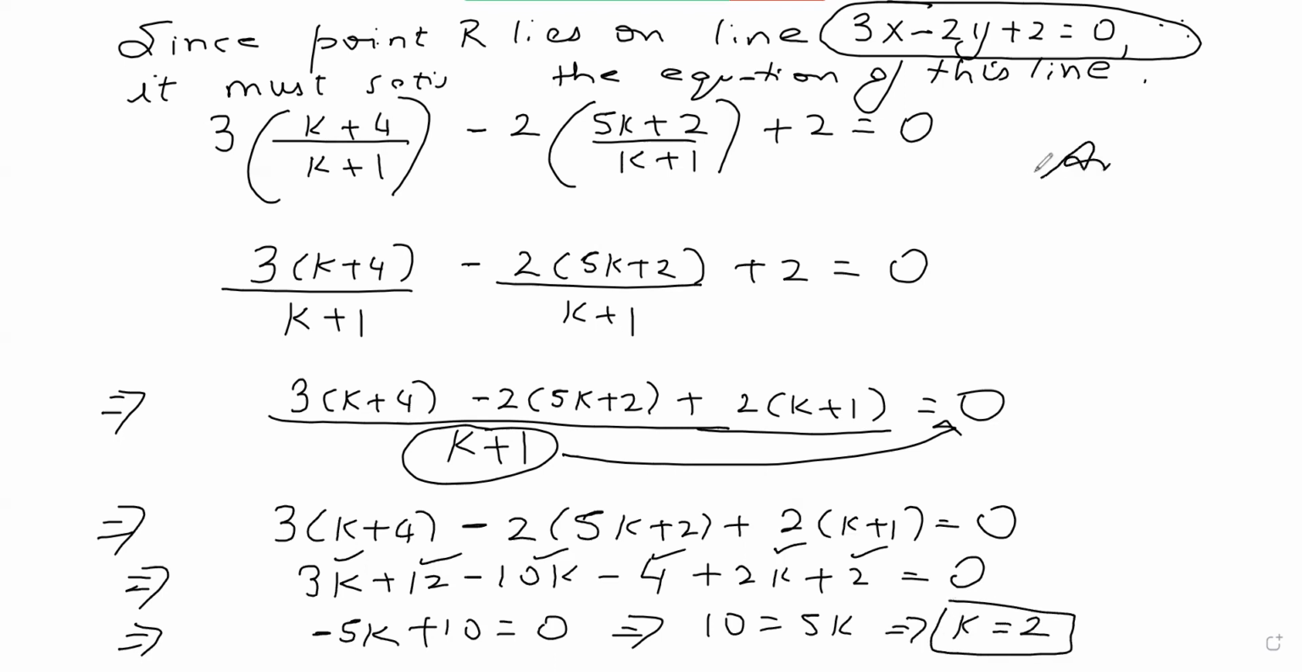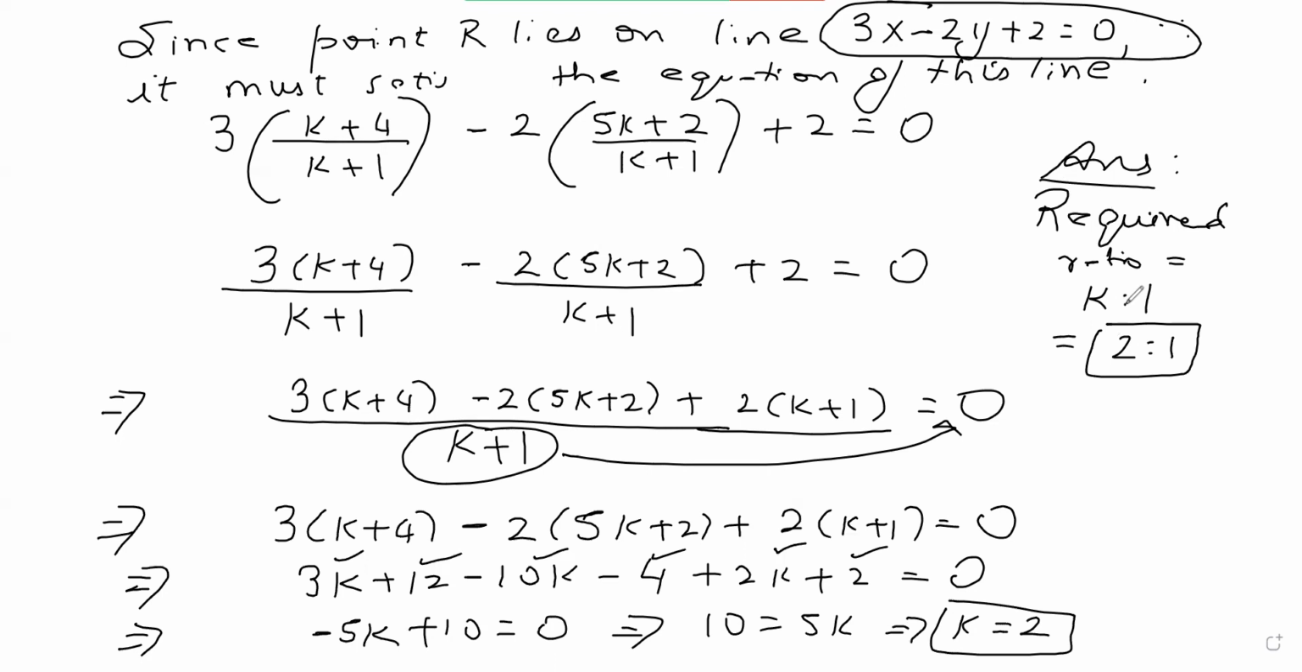So my required ratio is k is to 1, which is, what is k? 2. So my required ratio is 2 is to 1. So this is the final answer for this question. I hope that all students have understood how we have solved this particular problem. Let's look at the next problem.